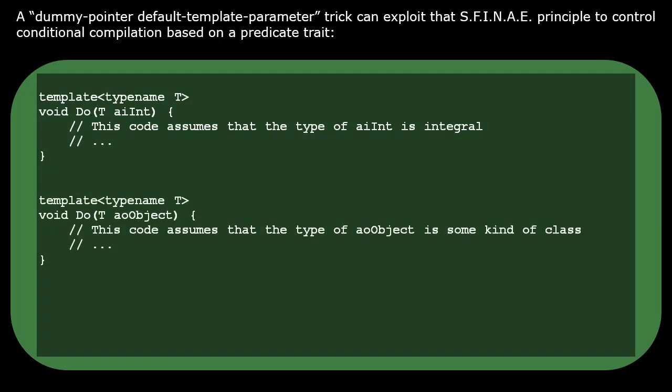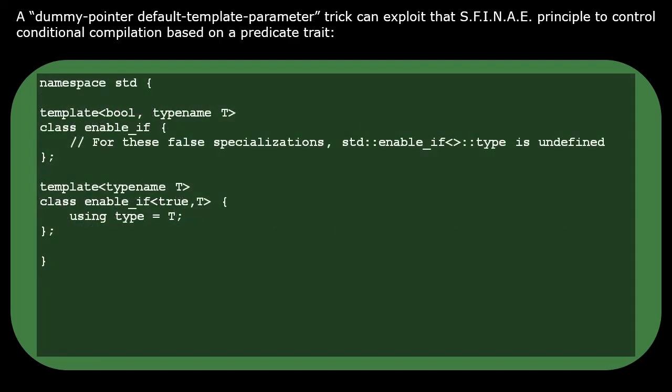The programmer might also have another implementation of do, but this time needing to assume that his parameter was some kind of object type. We know that there are predicate traits that could tell us at compile time whether or not the type is integer or object. But how do we use them here? How do we cause conditional compilation?